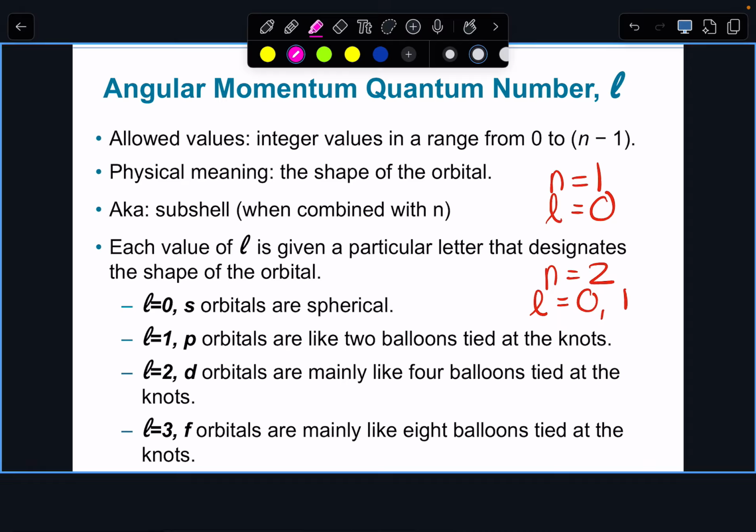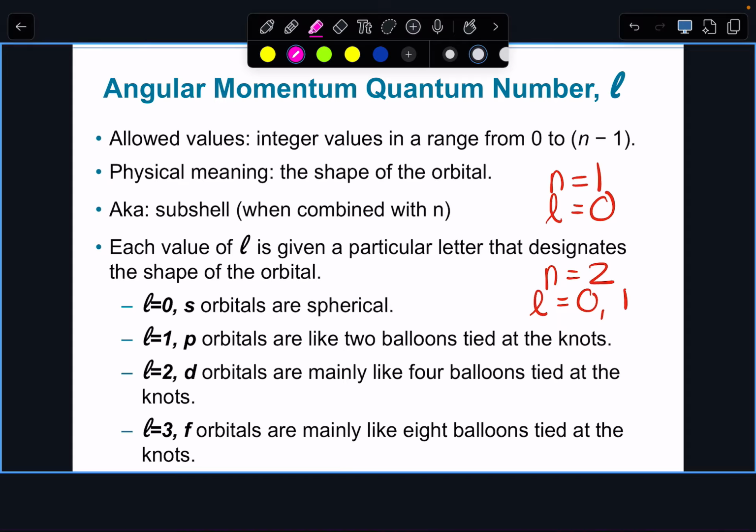So SPDF, SPDF, just run it through your mind a few times. We're going to keep using it. You'll use it by the end of chapter 9. It'll become pretty easy. You're not going to get them too confused, I don't think. But just recognize that the letter designation stands for sharp, principal, diffuse. The number designation has a letter associated with it, and we will use that more often than not.